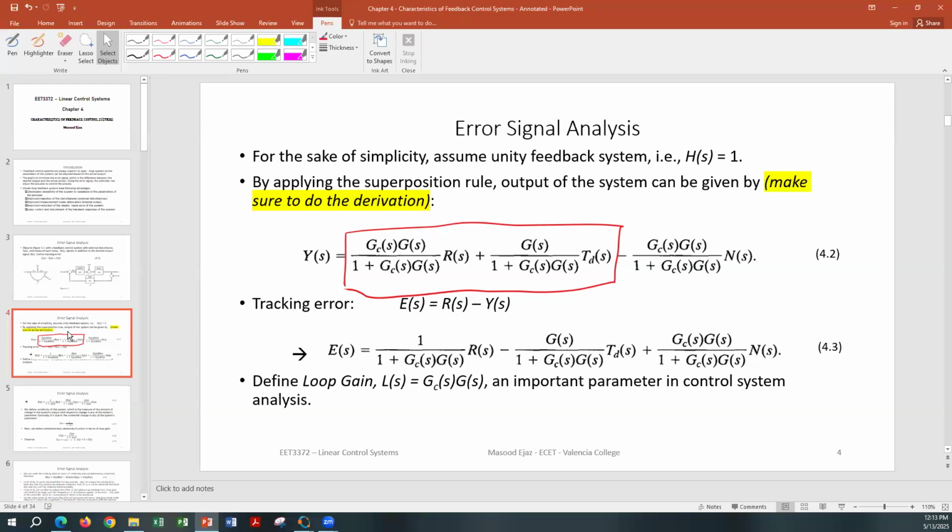I'm not doing it at this time because it's basically the same derivation that I did in the last chapter for R(s) and T_D(s). Now you have N(s) as well. So you can make R(s) 0, T_D(s) 0, and then do the derivation for what Y(s) will be if you have only N(s) in the system. But this is the complete expression if you have all three quantities: R(s), external disturbance, and internal noise.